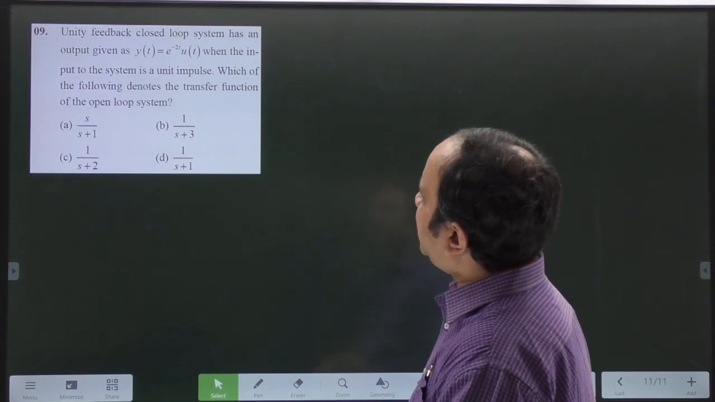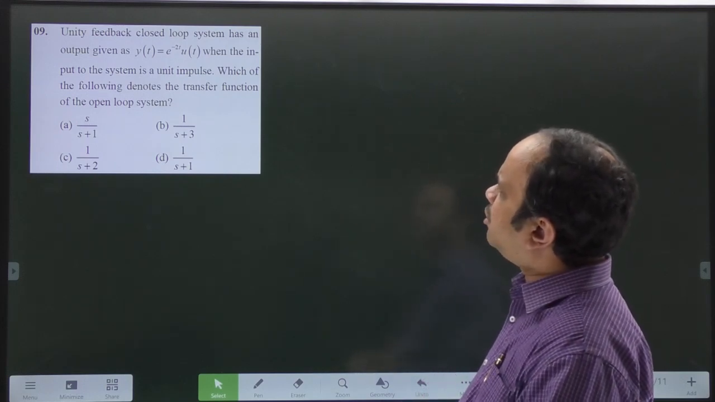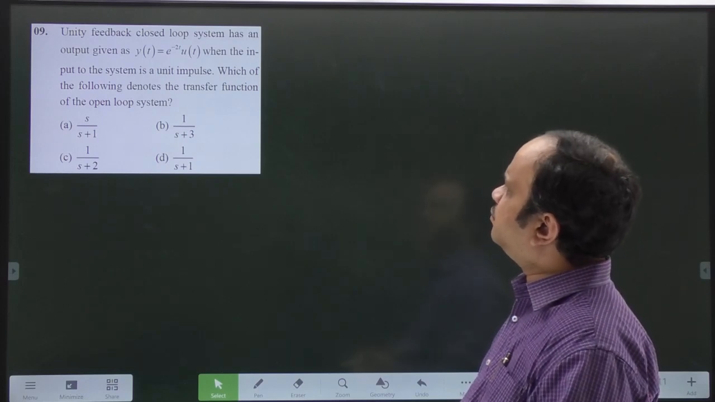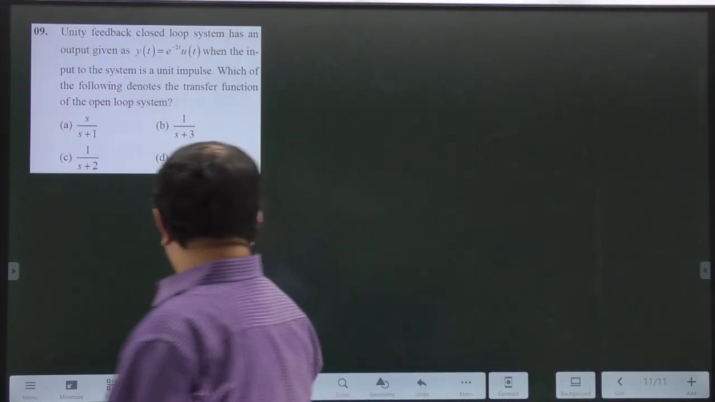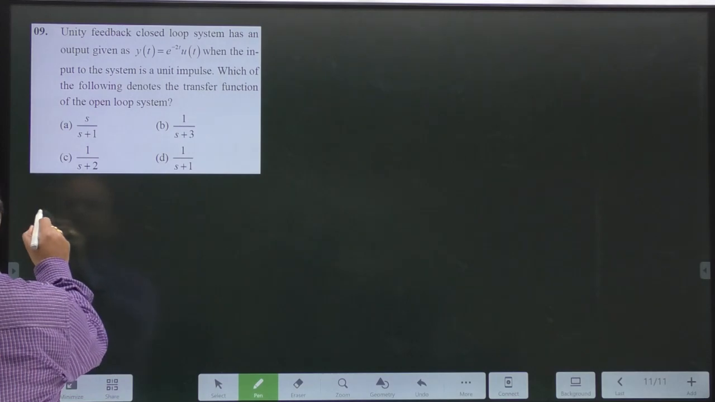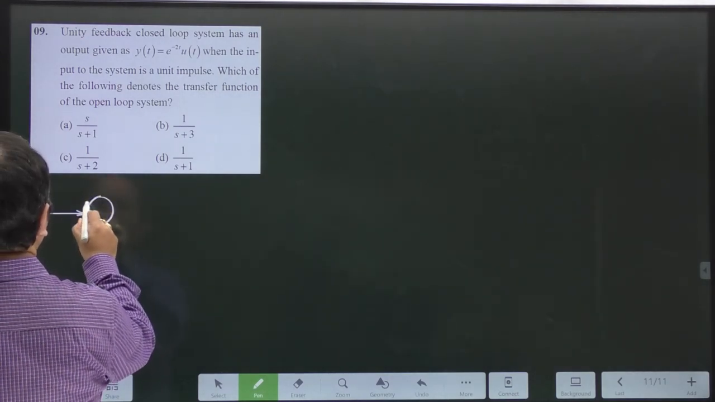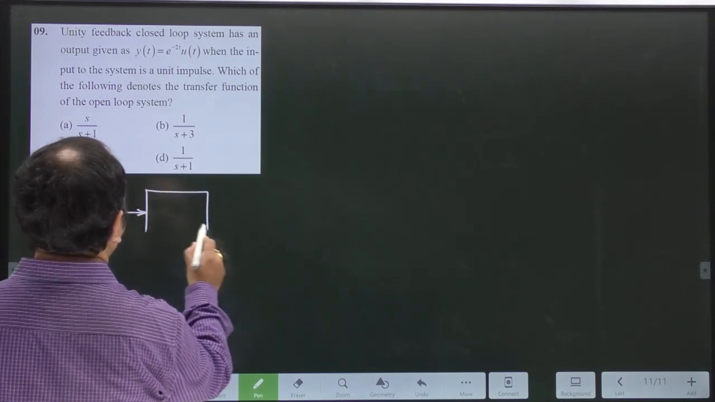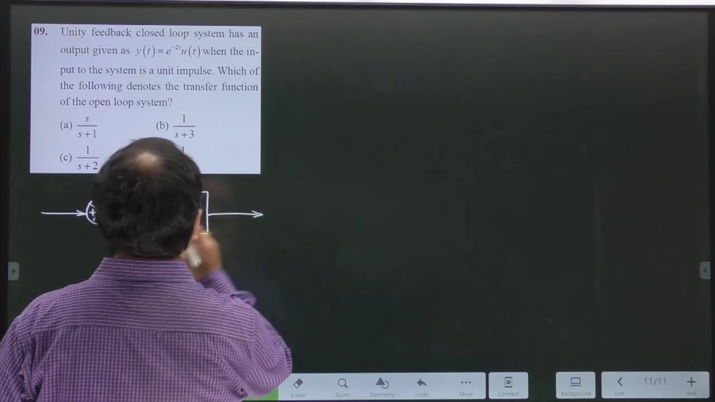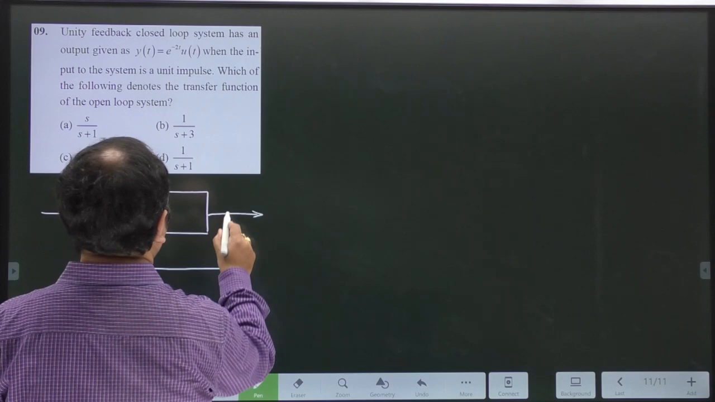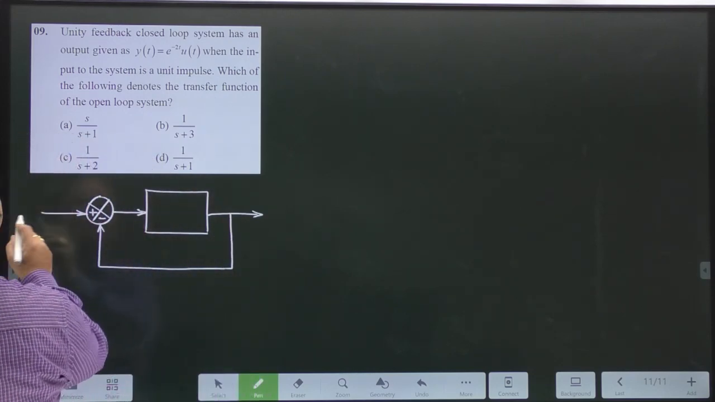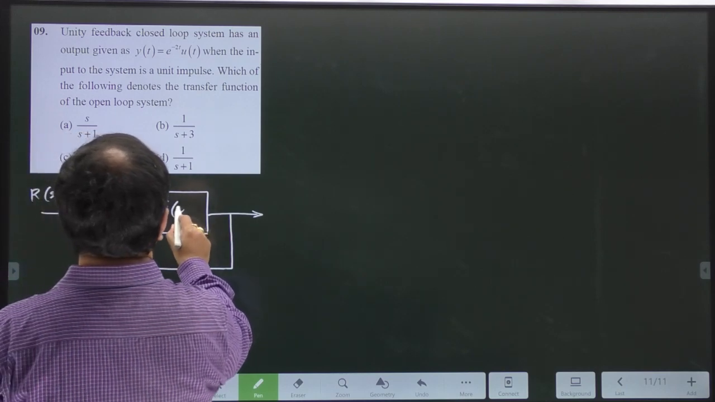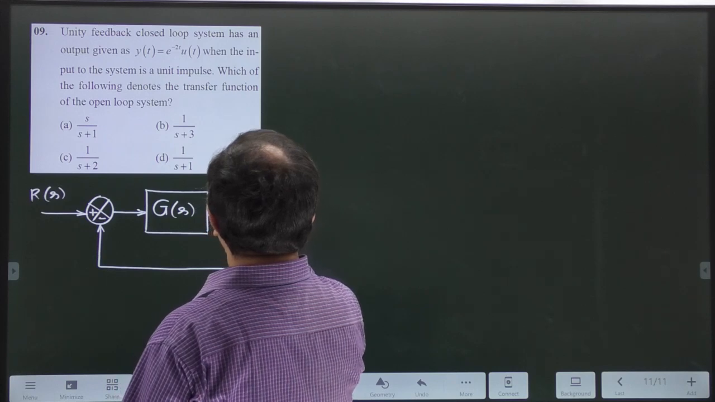Now in this question, a unity feedback closed loop system has an output given as y of t is equal to e power minus 2t into u of t, where the input to the system is a unit impulse function. Say for example, if I draw the system block diagram quickly, input is unit impulse function and it is given that the given system is a unity feedback closed loop system. Okay. So this is the block diagram I can say. Let me take, this is R of s, and this is the G of s, and it is Y of s.